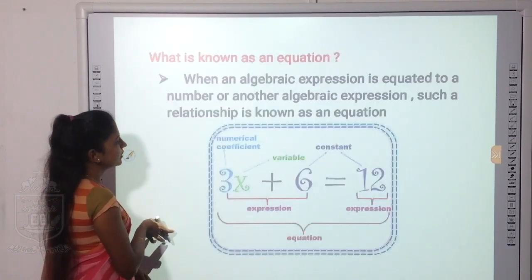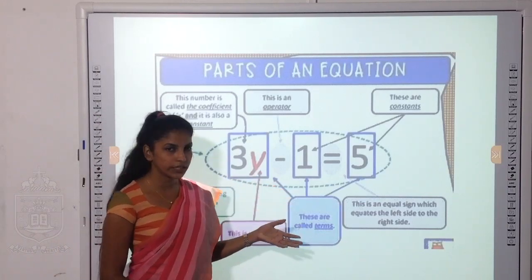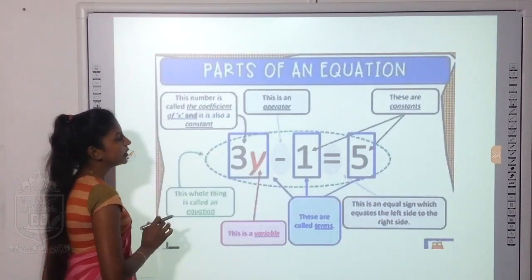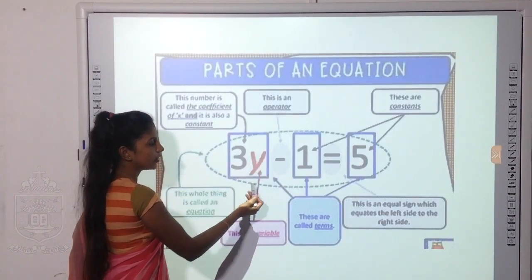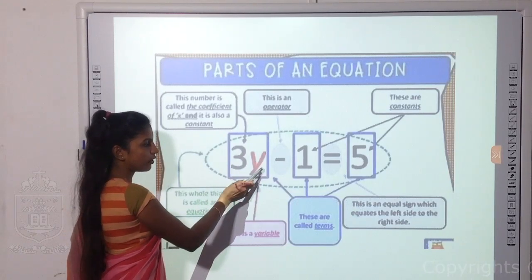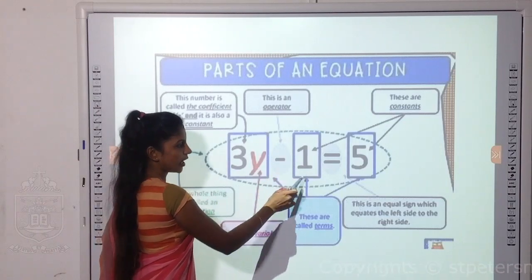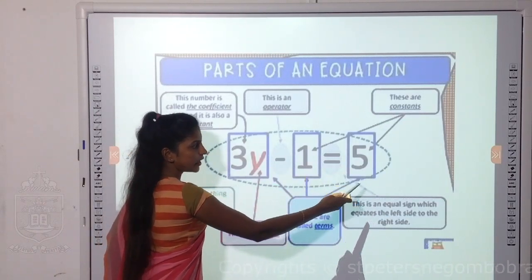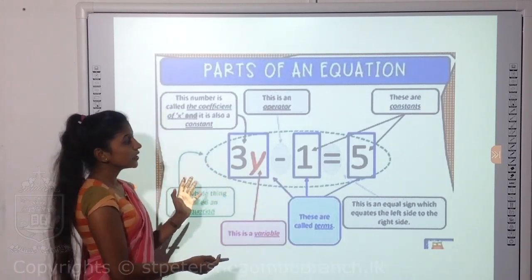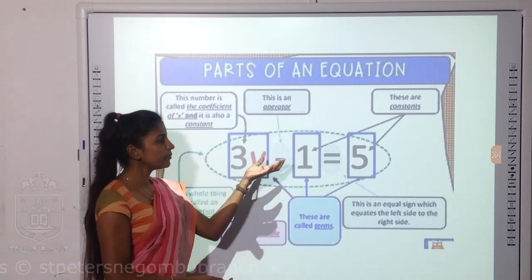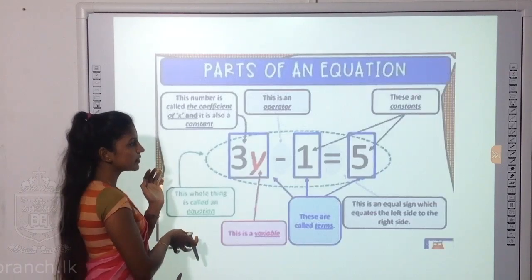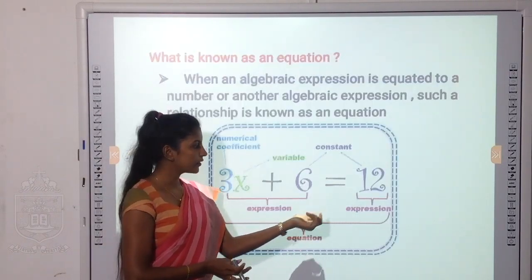And you all can see another example here, 3y minus 1 equals 5. So here also you all can see a variable. Variable means the unknown term or unknown number, that is y, and 3 is the coefficient, that is a multiplier of the variable, and then you all can see a number, and there's another number right after the equal mark. So in here 3y minus 1 is an algebraic expression. That algebraic expression is equal to number 5, right?